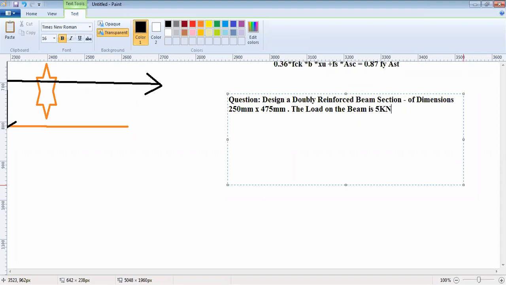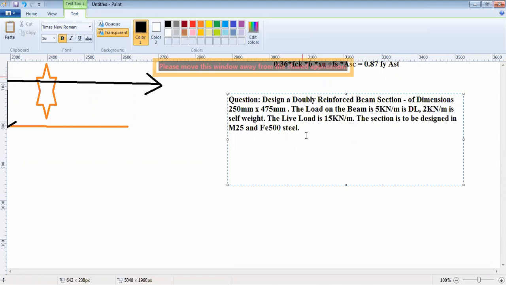Let's take it 5 kilonewton per meter is dead load. 2 kilonewton per meter is self weight. The live load is 10 kilonewton per meter, or let's take it 15 kilonewton per meter. Now the section is to be designed in M25 and we have Fe 500 steel. Now, what is the limitation set in the question itself?